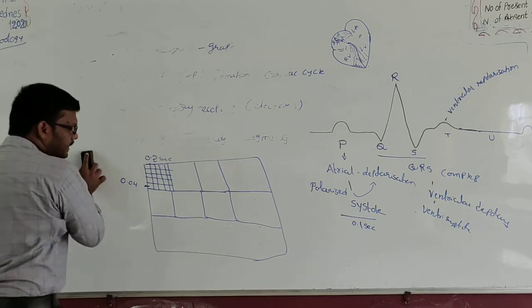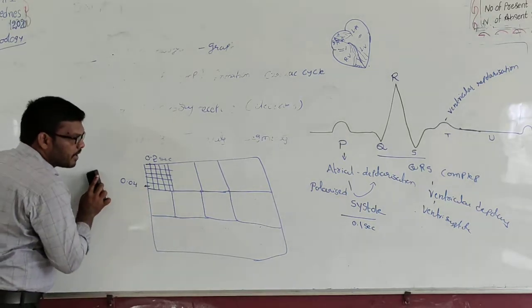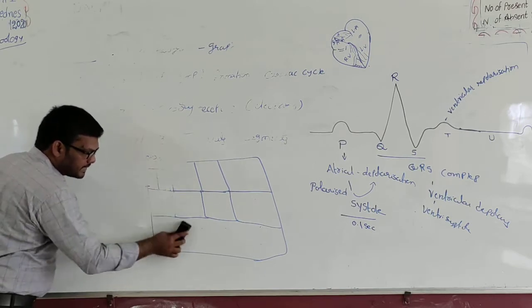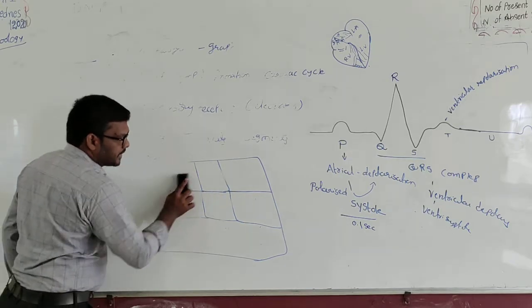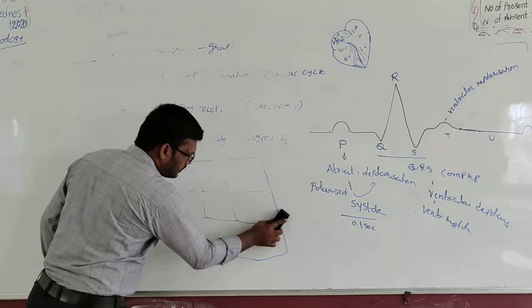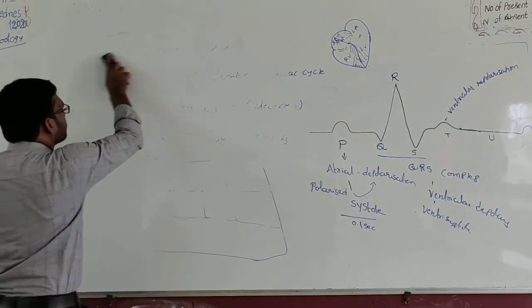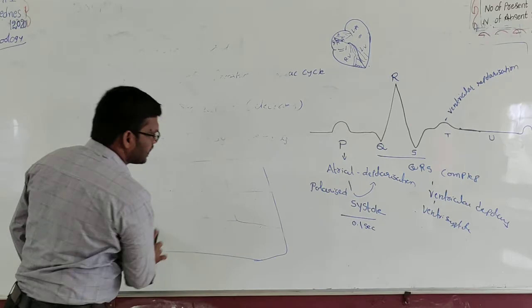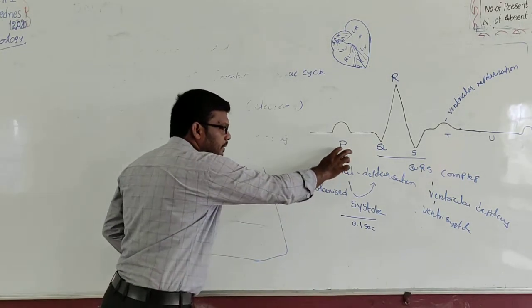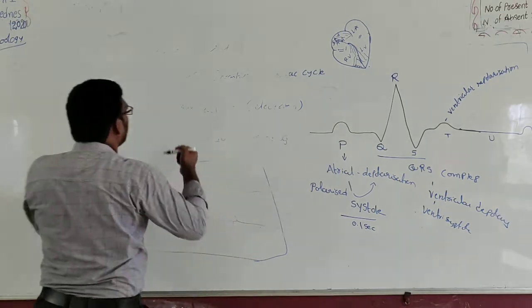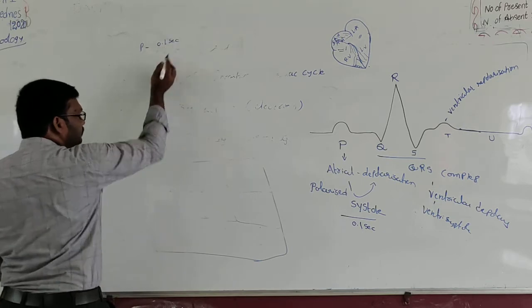Here, what I said: for covering each small box, it takes 0.04 seconds. Totally, how many seconds does it take to complete this big box? It is 0.2 seconds. Now, this is P, that is atrial systole, and it takes 0.1 second.